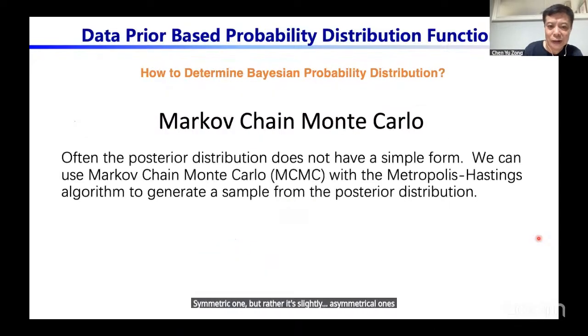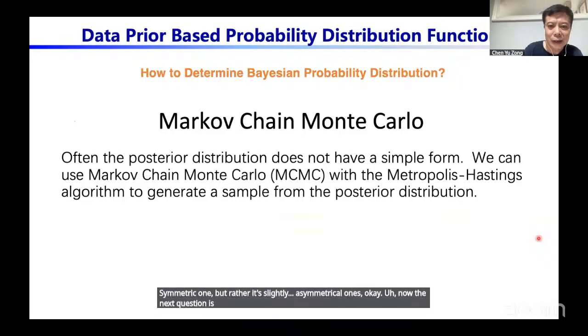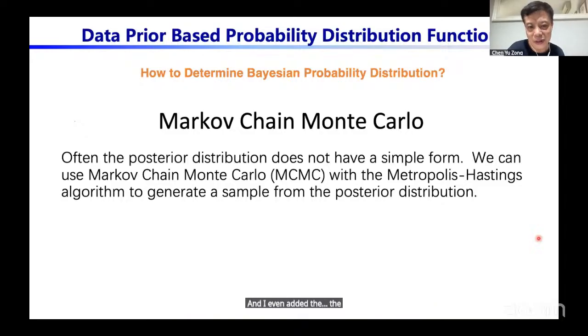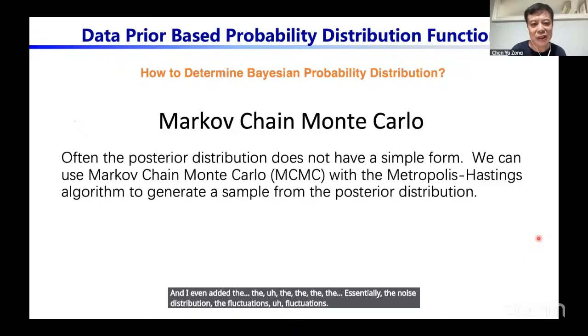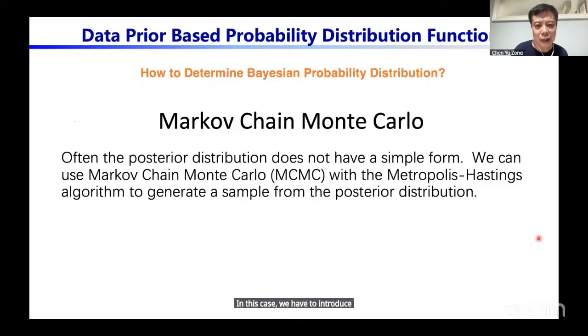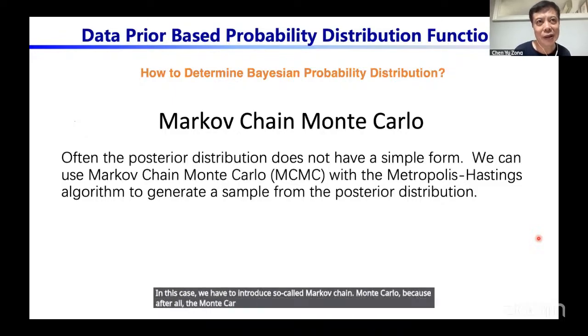Okay, now the next question is how can we make it a very abnormal type of shape and even add essentially the noisy distribution, the fluctuations. In this case, we have to introduce so-called Markov chain Monte Carlo, because after all, the Monte Carlo method actually adds the noise, adds the fluctuation into the statistical distribution.